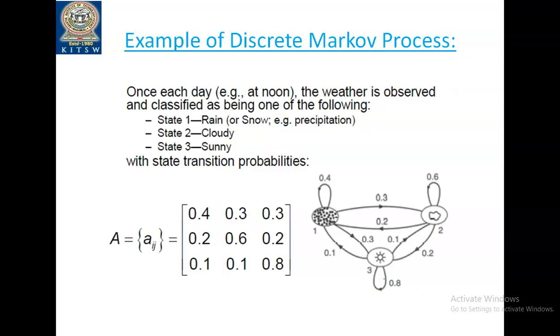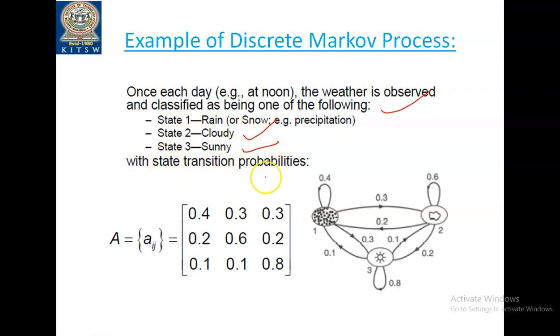Now let us take an example in order to understand better what the discrete Markov process is. Let me take the weather prediction example. Once each day, the weather is observed and classified as being one of the following: state 1 is rainy, state 2 is cloudy, state 3 is sunny.